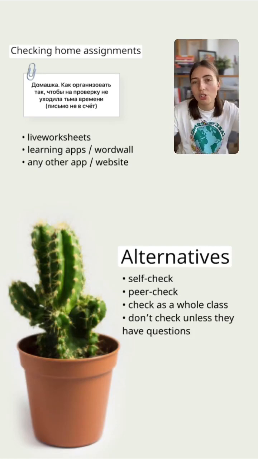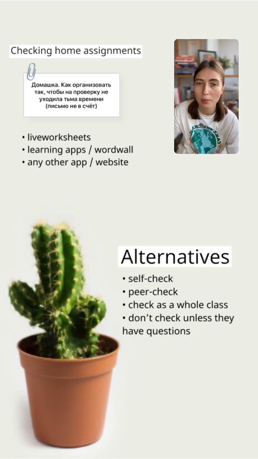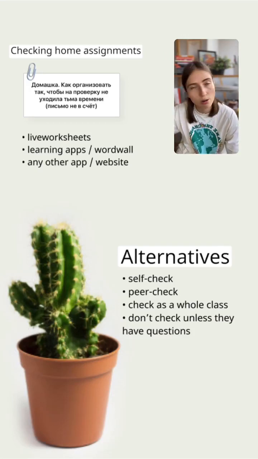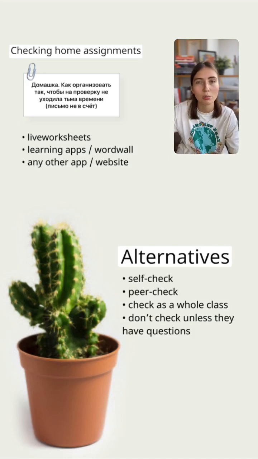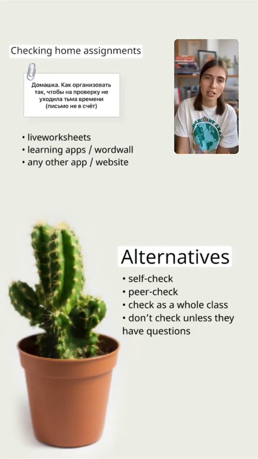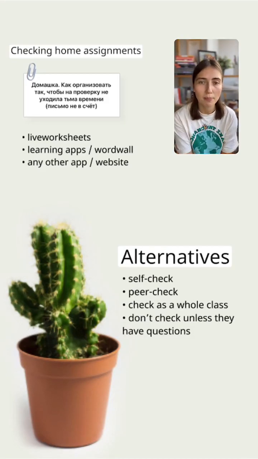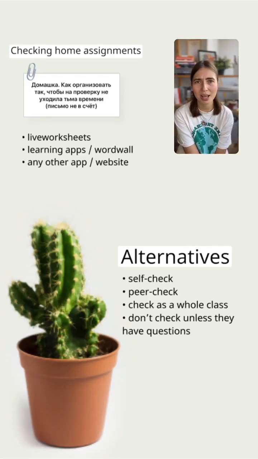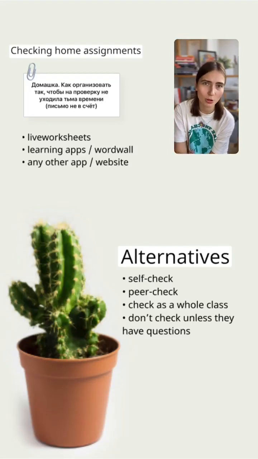Or maybe you don't check it at all unless they have questions. So basically you just ask them, do you have any questions? Yes, no, okay, let's move on. It especially works well if you teach adults. But the first tip here would be, just use some app or website that checks them for you.